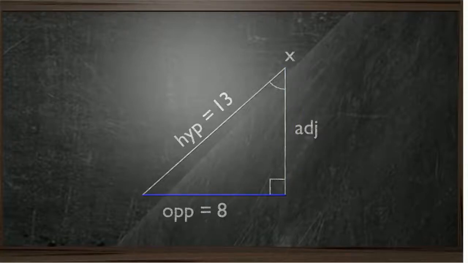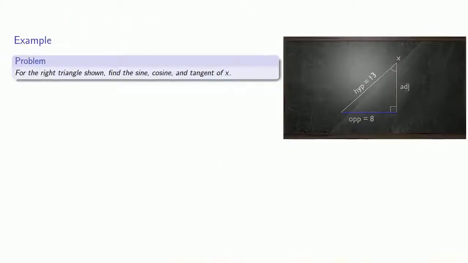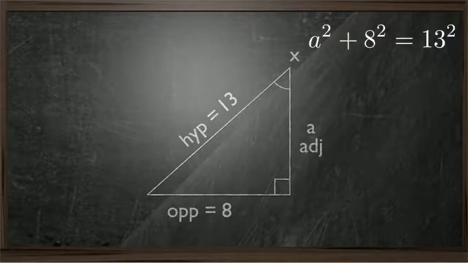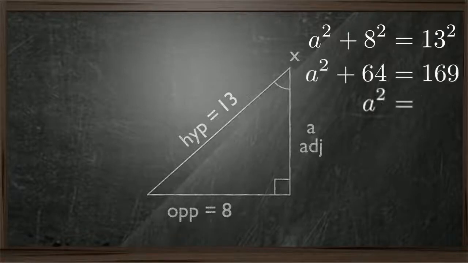To find the sine, cosine, and tangent, let's go ahead and write down their definitions in terms of these sides. And notice that for cosine and for tangent, we have to know what the length of the adjacent side is. So we have to figure out that third side of a right triangle. According to the Pythagorean theorem, the sum of the squares of the lengths of the sides of a right triangle is equal to the square of the length of the hypotenuse. So our unknown side a squared plus 8 squared will equal 13 squared. We can then do a little bit of algebra to find the length of a.